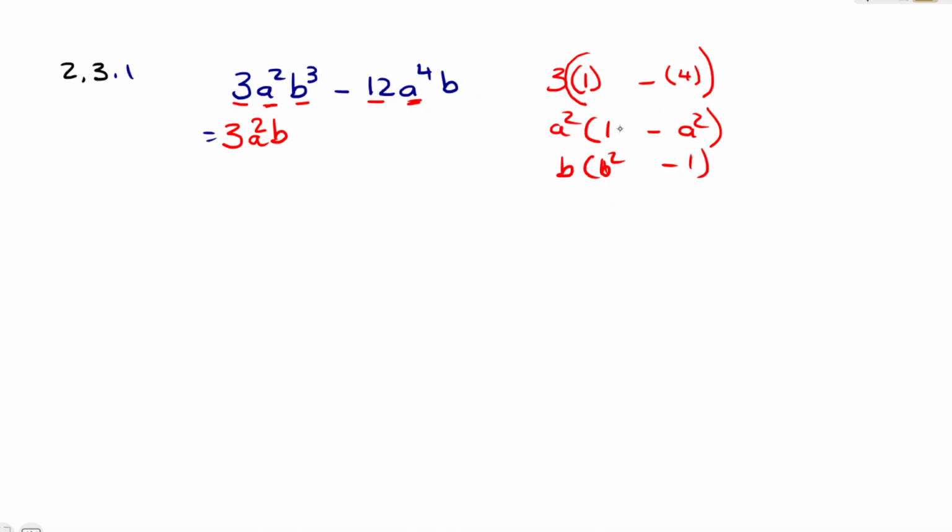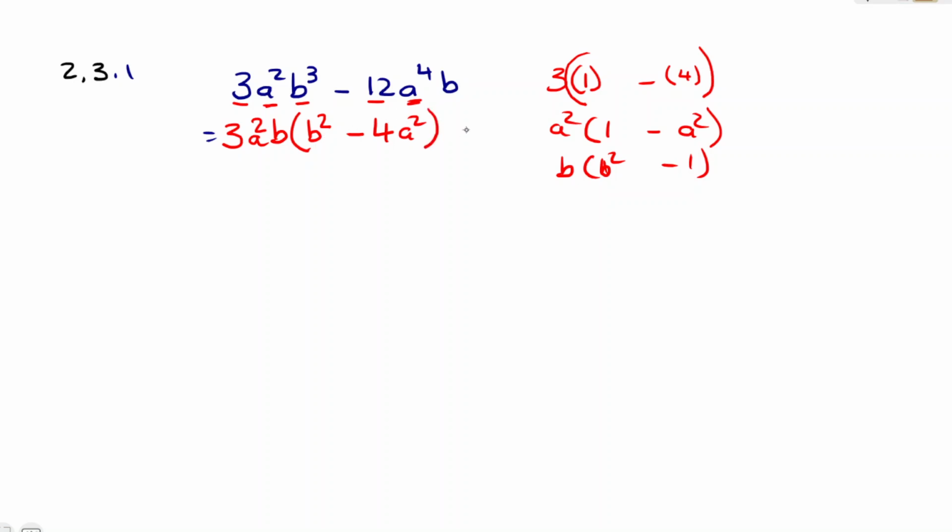So I'm not sure if you are following. I'm going to take a common factor of 3. I'm left with a 1. If I take a squared, I'm left with a 1. If I take a b here, then I'm left with b squared, minus. We took a 3 from there, so we're left with a 4. We took a squared there, we are left with a squared. We took a b here, then we are left with a 1.